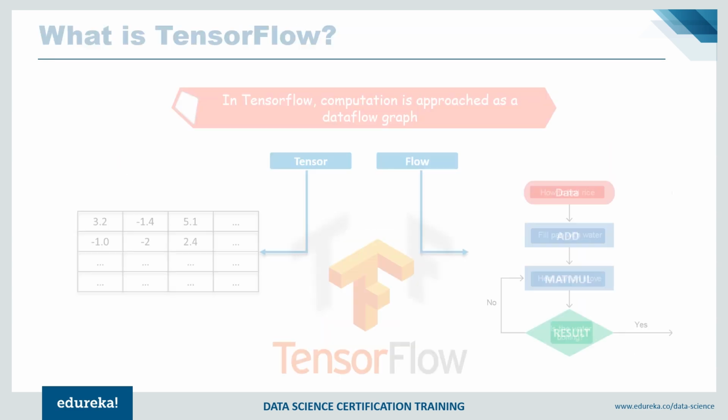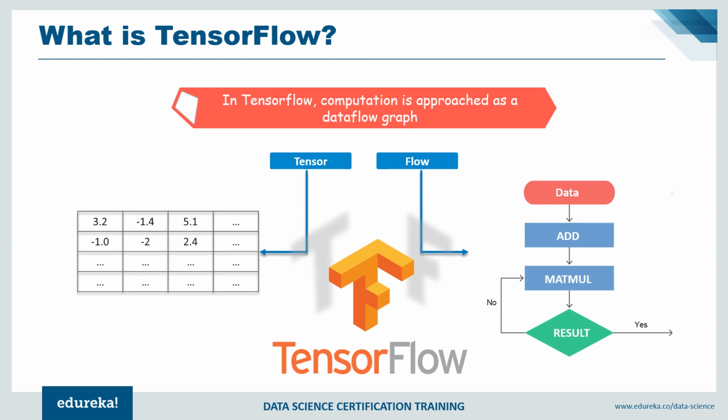Which brings us to the flow in TensorFlow. In TensorFlow, the computation is approached as a data flow graph. So we have a tensor, and then we have a flow in which, taking the example here, we have the data, we do addition, then we do matrix multiplication, then we check the result. If it's good, then it's fine, and if the result is not good, then we again do some sort of matrix multiplication or addition. It depends upon the function we are using, and then finally we have the output.